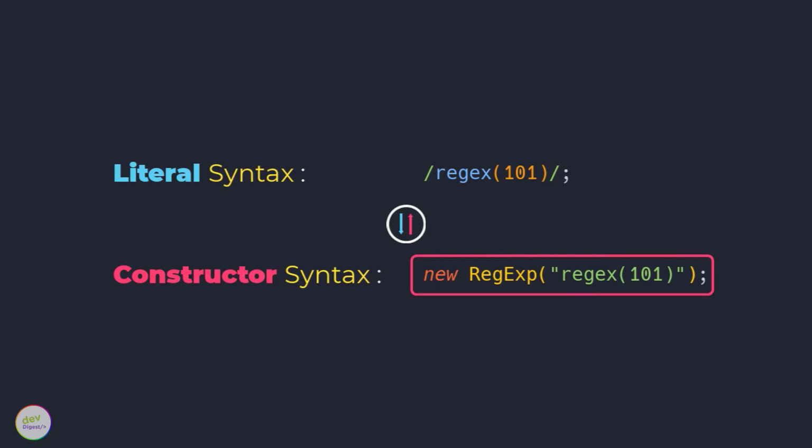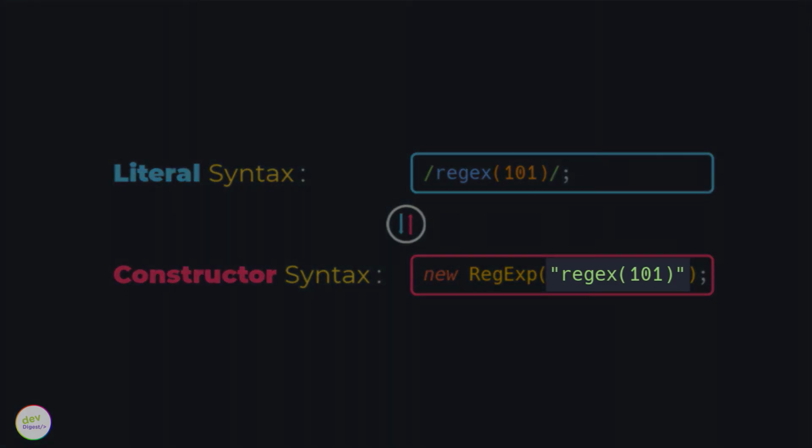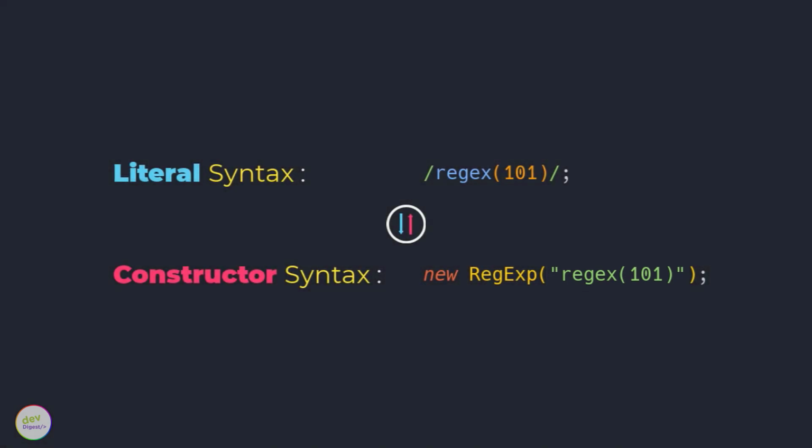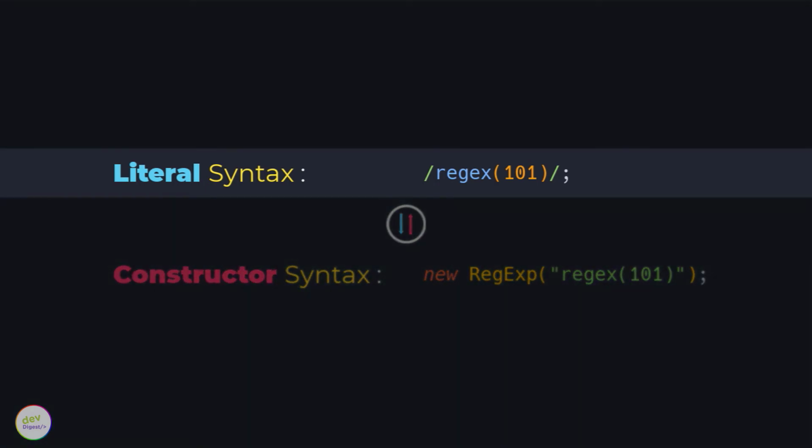Now, this constructor syntax does the same thing as the literal syntax, so you can choose to use either of them in your projects. It's a matter of personal preference. The only difference is that the regular expression that is passed to the constructor function as an argument must be a string. In the upcoming lessons, I will use the literal syntax most of the time to create regular expressions since it's easy to read and type.